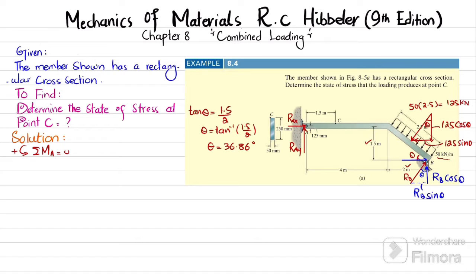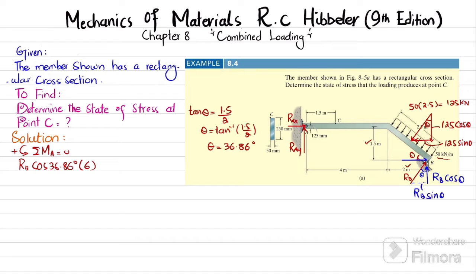So let's apply the sum of all moments about point A equal to 0. You can see the first force that is producing moment about point A is this RB component with perpendicular distance 6, and that is producing counterclockwise moment, so it will be positive. I can write RB into cos of theta, where theta is 36.86 degree, into the perpendicular distance 6.